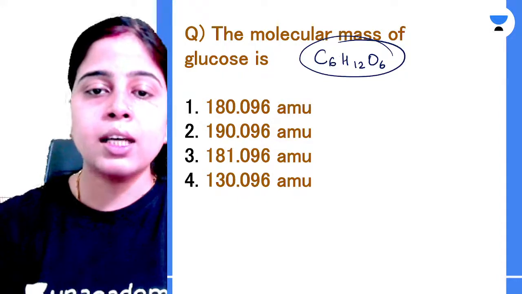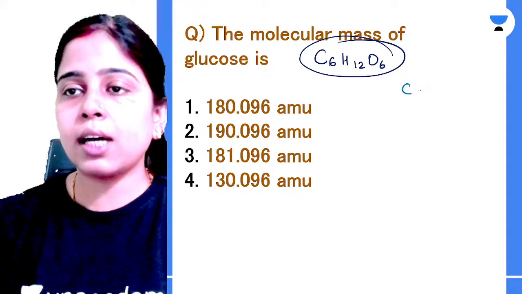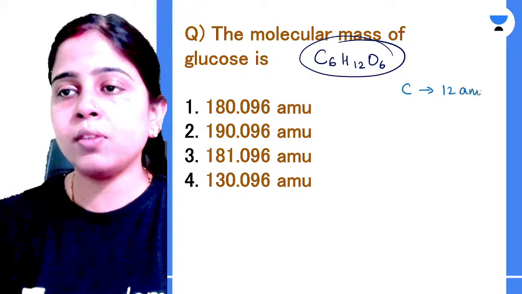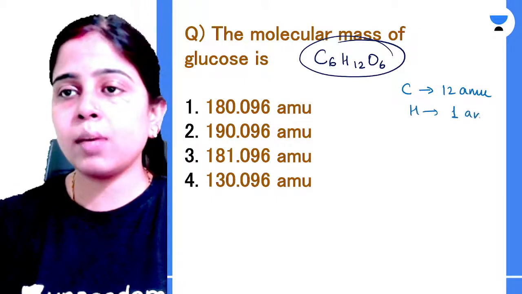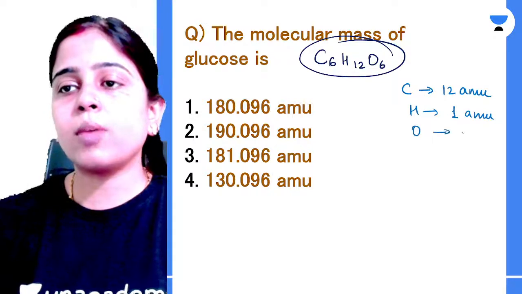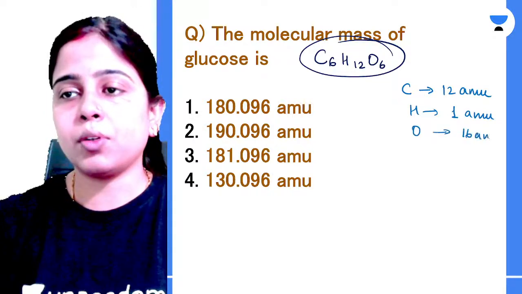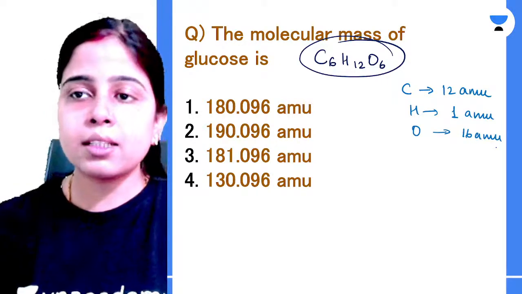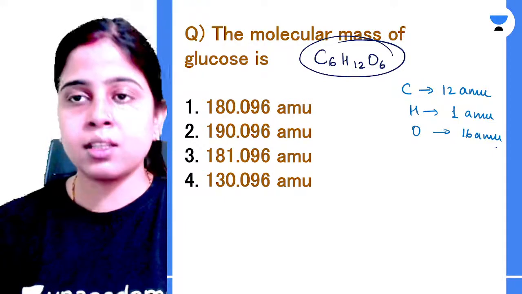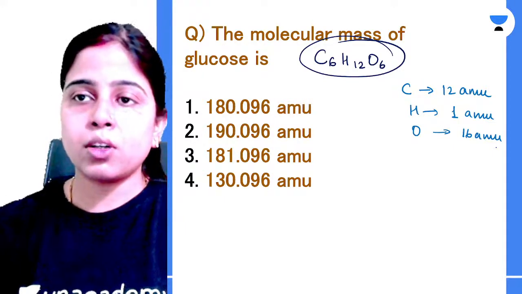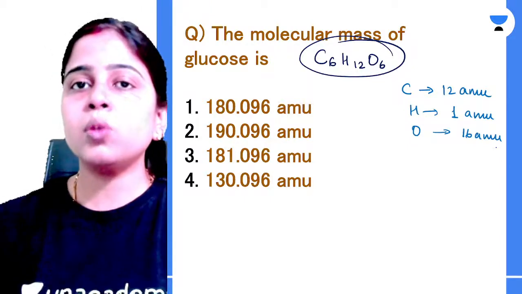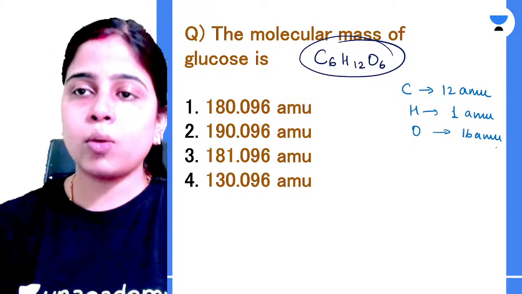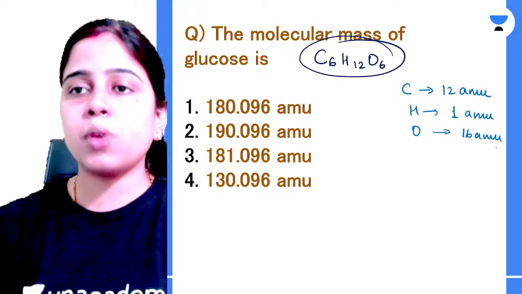Let me tell you the atomic masses. Carbon's atomic mass is 12 AMU. Hydrogen's atomic mass, all of you must be knowing, is 1 AMU. And oxygen's atomic mass is 16 AMU. These are the atomic masses of individual atoms present in the molecular formula of glucose. So let's try and find out. As I told you, you need to add the entire atomic masses together to find out the molecular mass.